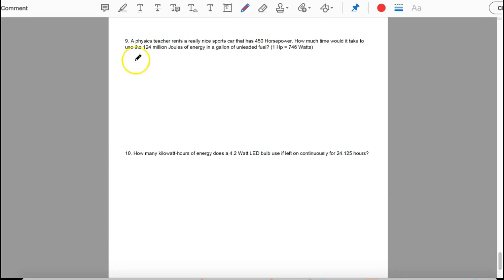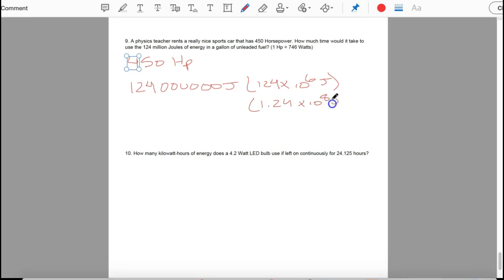We're on number 9. Number 9 says a physics teacher rents a really nice sports car that has 450 horsepower, so 450 HP. How much time would it take to use 124 million joules of energy in a gallon of unleaded fuel? So I know I have 124 million. So I could write it out as joules, or I could put 124 times 10 to the 6th joules, or I could do 1.24 times 10 to the 8th joules. So any of those three would work. You can do it any way you want to.